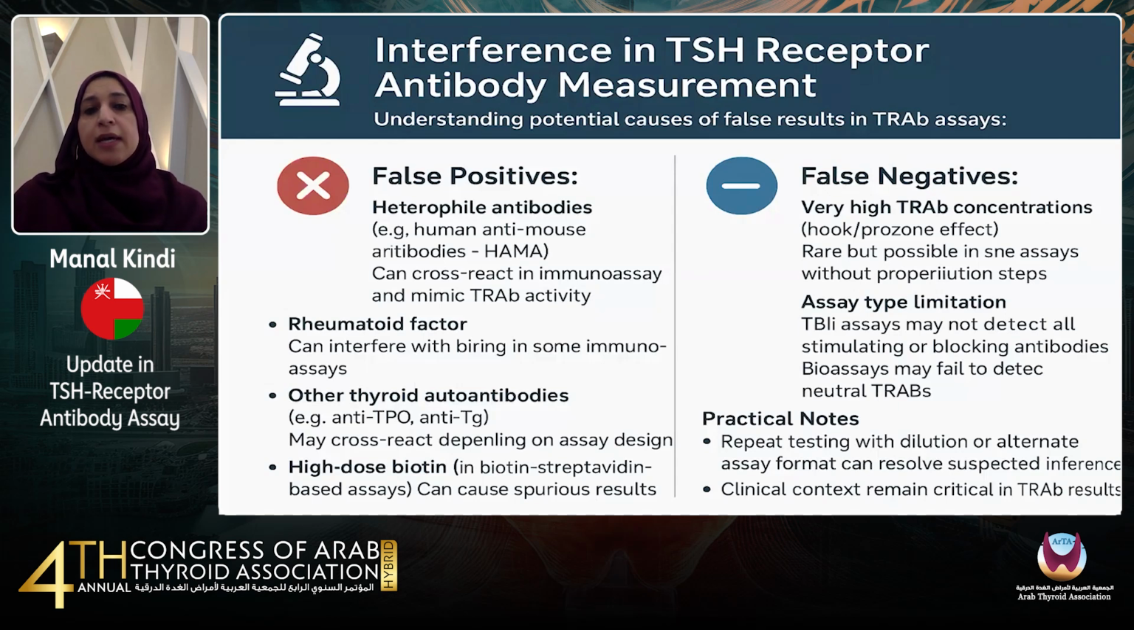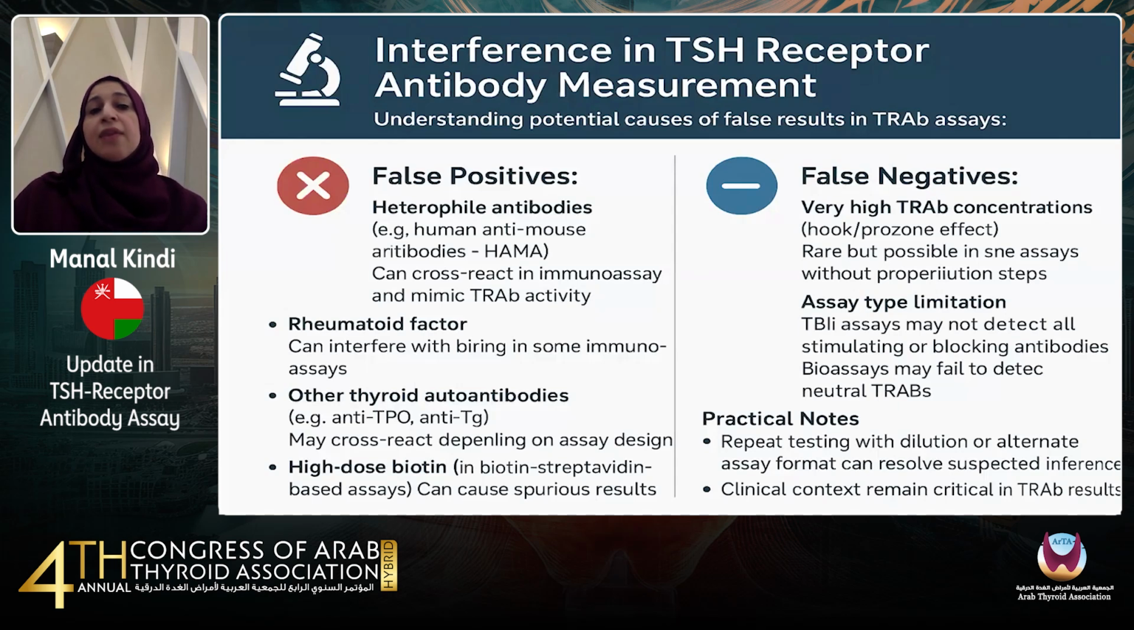An example of false positive interference is heterophile antibodies, which could be human anti-mouse antibodies, which can cross-react in the immunoassay and so mimic the receptor activity. The other false positive interference is the existence of a high concentration of rheumatoid factor. Other anti-thyroid autoantibodies, like anti-thyroid peroxidase antibodies or anti-thyroglobulin, may cross-react with the assay and give you a false positive result. It depends on the assay methodology and the assay design. The use of high-dose biotin, especially if the assay is a biotin-streptavidin-based assay, can give you a falsely high result.